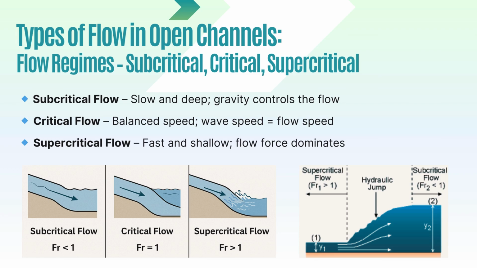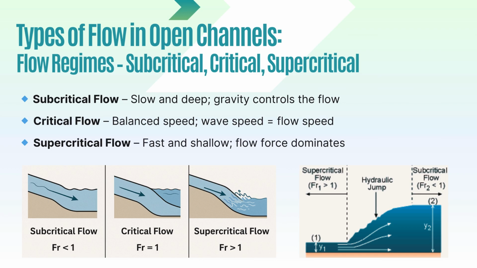Next is critical flow. This is the balance point between gravity and the force of the moving water. The water speed is exactly equal to the speed of wave movement. It's a very specific condition, like a fine line between slow and fast flow. Engineers often aim for this condition in designs like spillways and flumes because it's easy to measure and analyze.